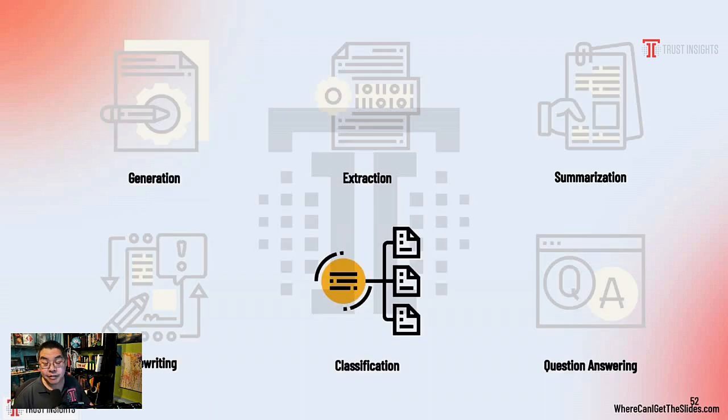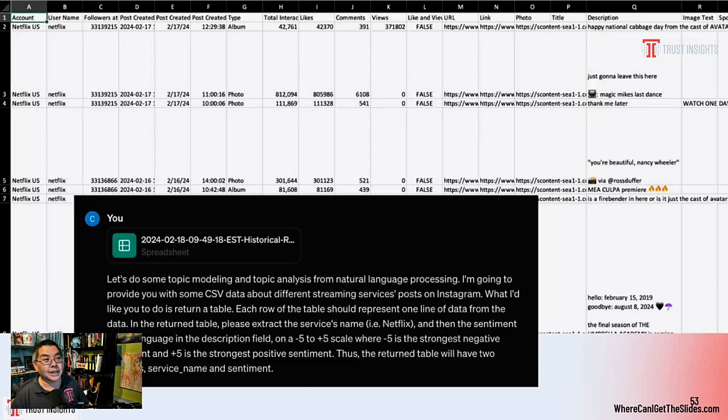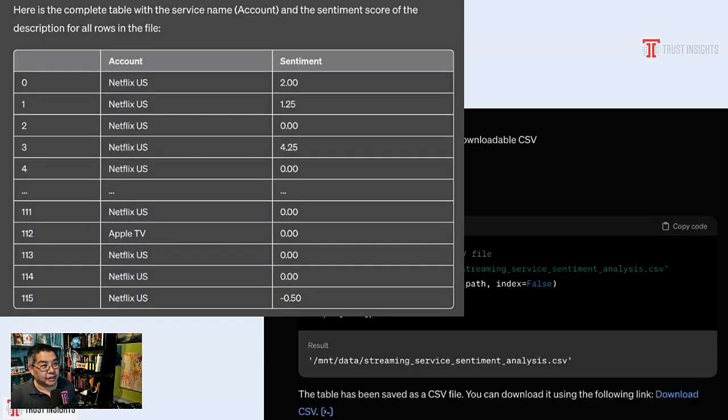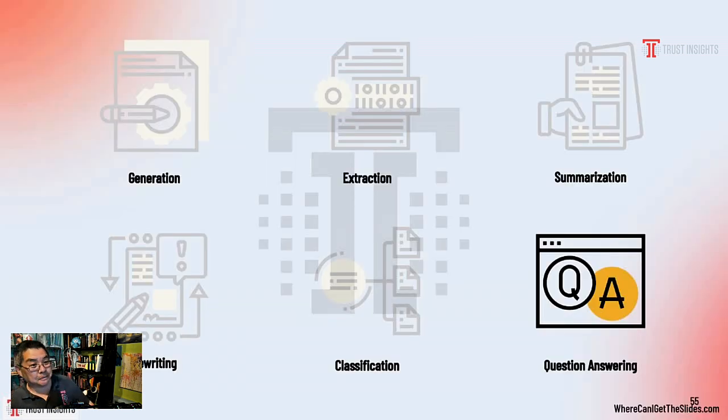Fifth category is classification. How do we organize large amounts of data? This is a case where I took Netflix's Instagram content and said, do a sentiment analysis, score, classify, and sort this by sentiment. And these tools can process that information. Again, maybe you have a competitor's emails from the last 6 months. You could take their email marketing and do sentiment analysis or topic analysis, understand what your competitors' blind spots are, and then make your own email marketing address those blind spots.